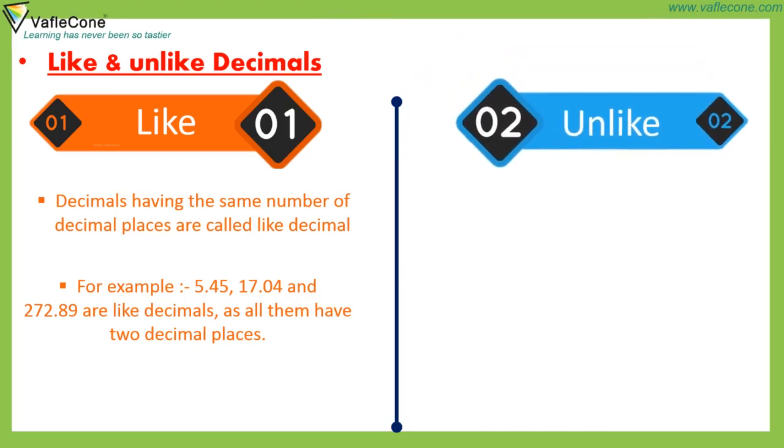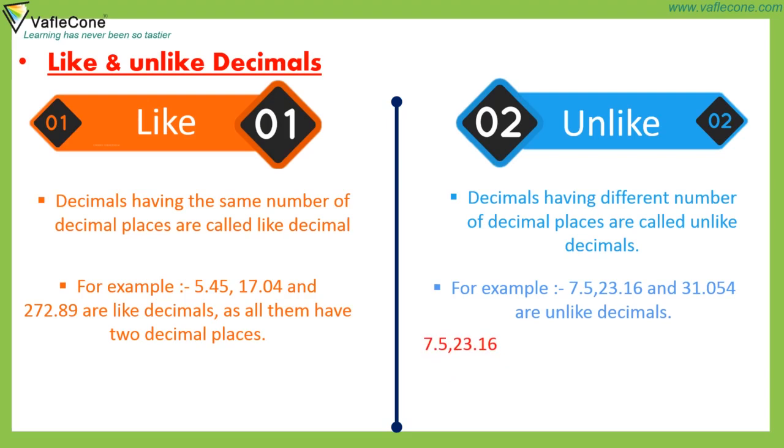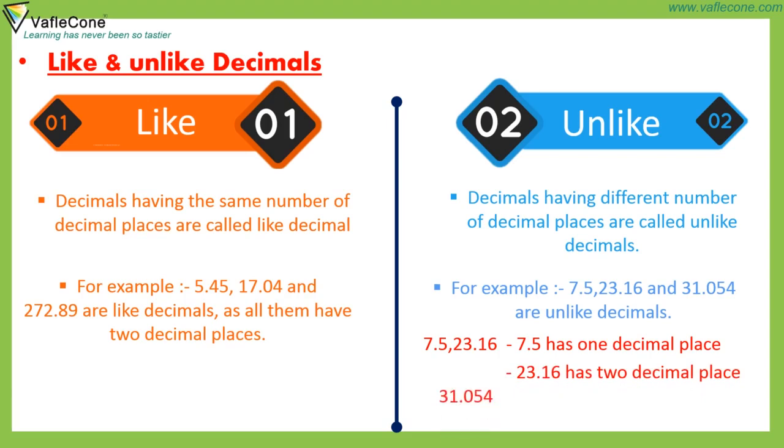Unlike decimals. Decimals having different numbers of decimal places are called unlike decimals. For example, 7.5, 23.16 and 31.054 are unlike decimals. Here 7.5 has one decimal place. 23.16 has two decimal places. 31.054 has three decimal places.